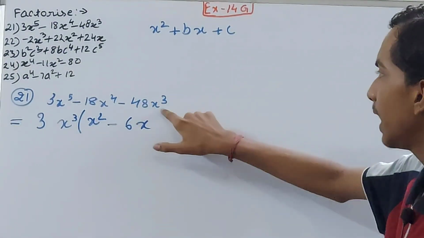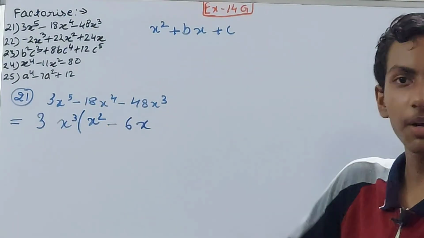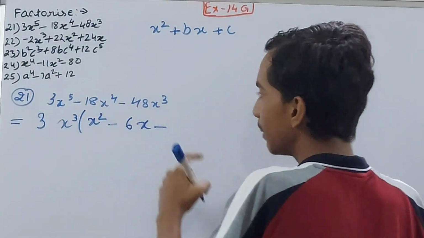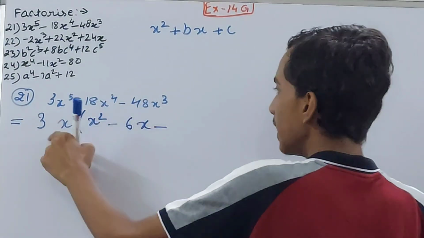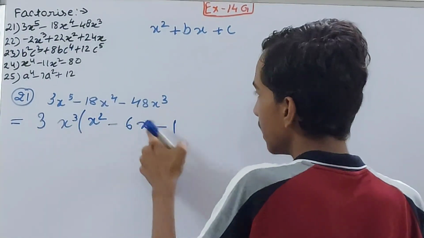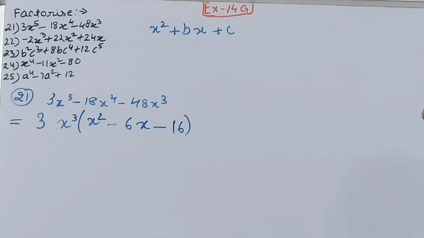From here, see, x cube will cancel each other. Minus 48 goes how many times by 3? First of all, you put the minus sign. Now 48, how many times is it divisible by 3? So 16 times. Okay, this is how it is.